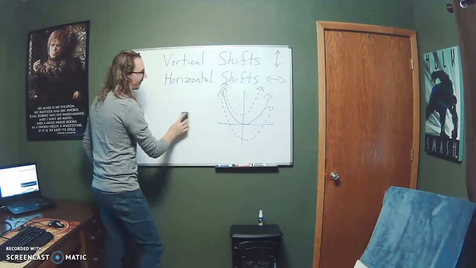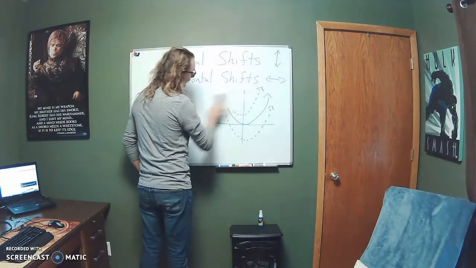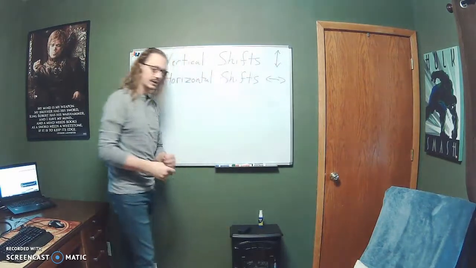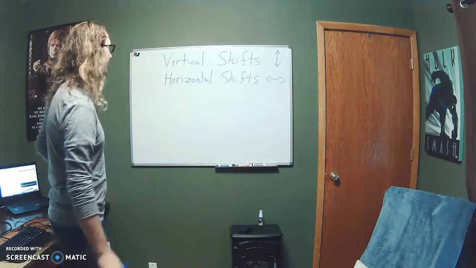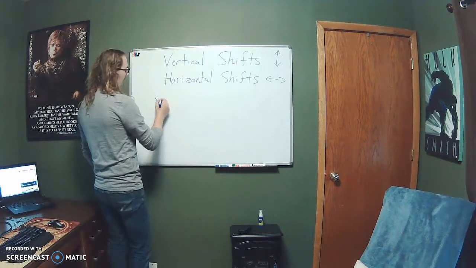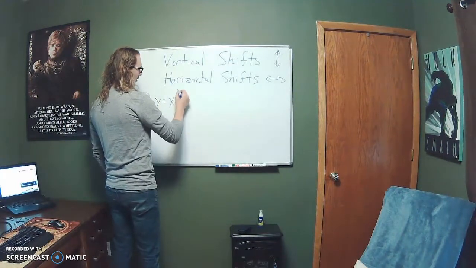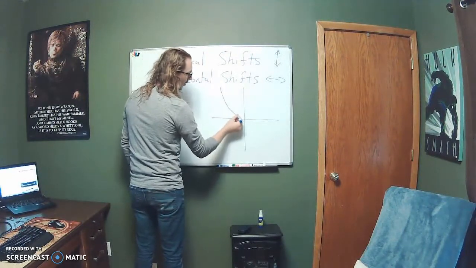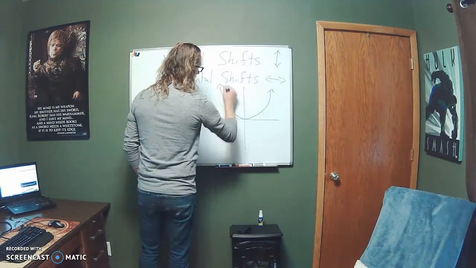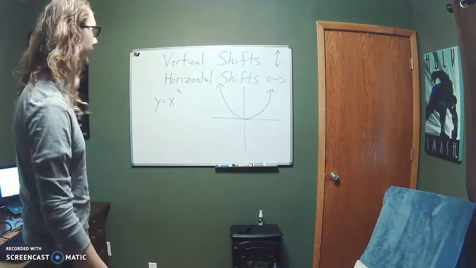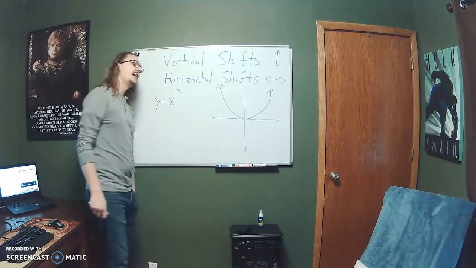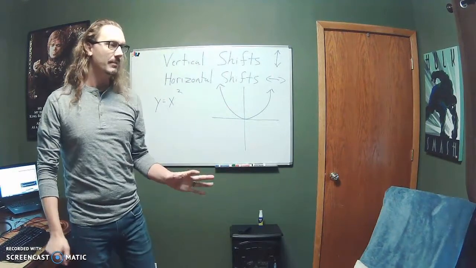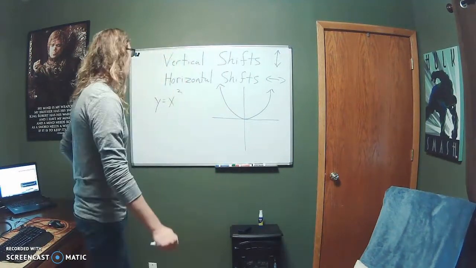Horizontal shifts, however, are a little bit trickier. Okay? A horizontal shift, if we have y equals x squared again, and if I want to move this either left or right, it's actually counterintuitive, meaning it's the opposite of what you would expect it to do.